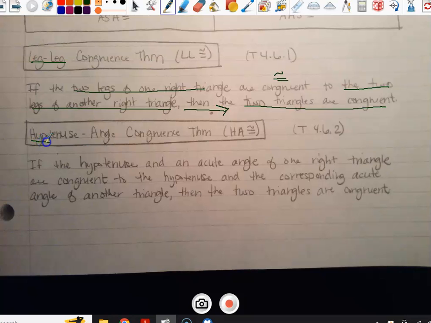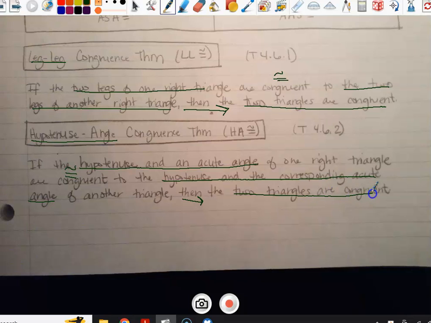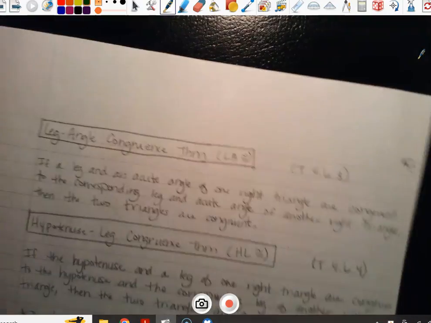Whereas the hypotenuse angle congruence says if the hypotenuse and the acute angle of one right triangle are congruent to the hypotenuse and corresponding acute angle of another triangle, then the two triangles are congruent. So just like what we walked through in the picture, we just don't have the picture here. Unfortunately, I couldn't put them all in the same space. Okay, then let's flip over and take a look at the back.